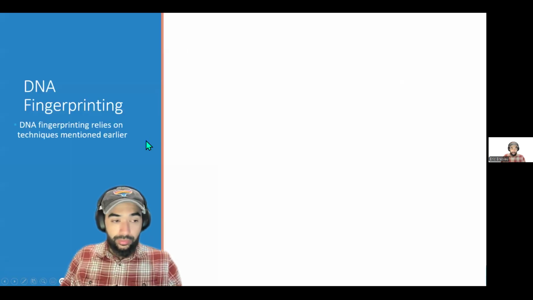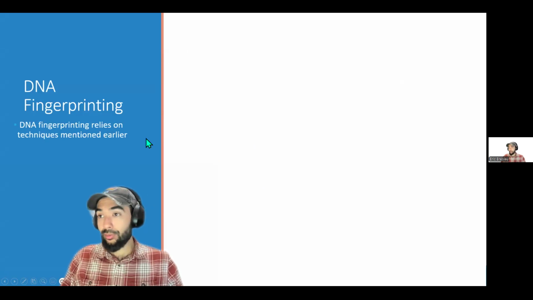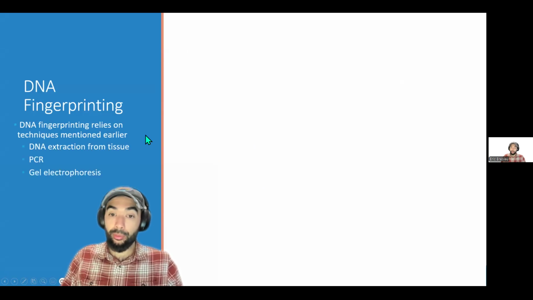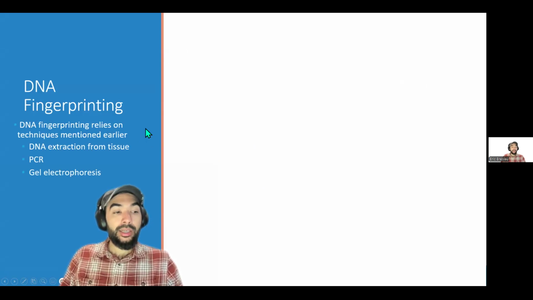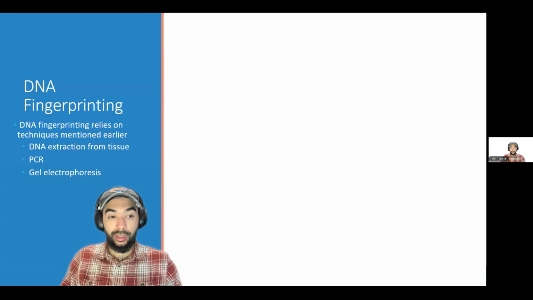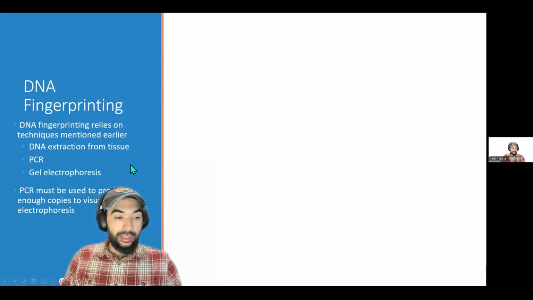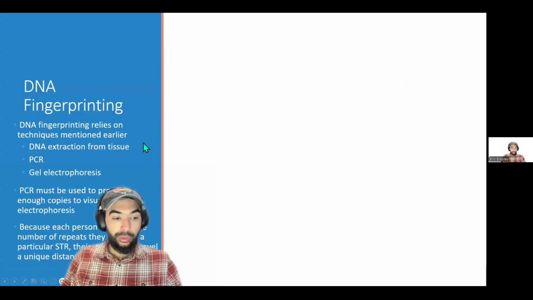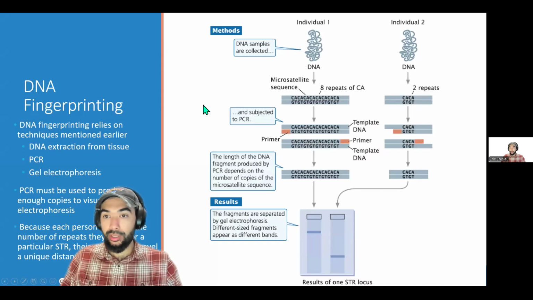And so this relies on techniques that we've already talked about. One, it relies on DNA extraction, two, PCR, three, gel electrophoresis. So DNA has got to be extracted from the individual and from a crime scene. We've got to amplify the DNA using PCR, specifically those microsatellite sites. And then we've got to run it through gel electrophoresis to see if our sample matches the size of the crime scene. Let me go ahead and pull open this image so we can see how that works.